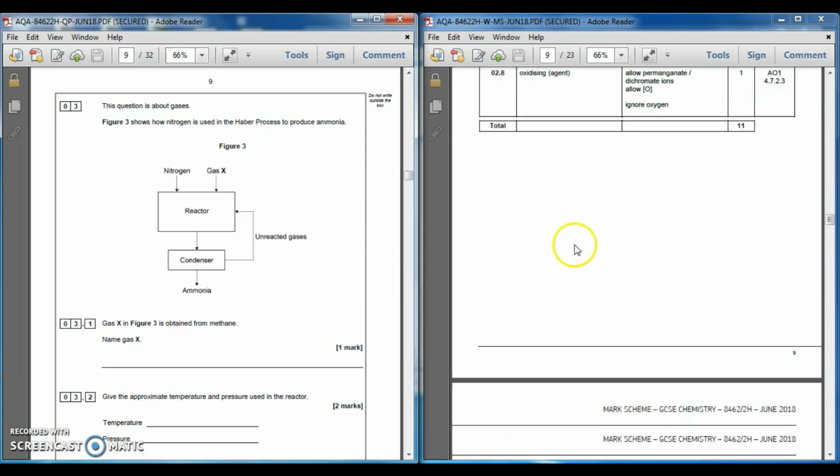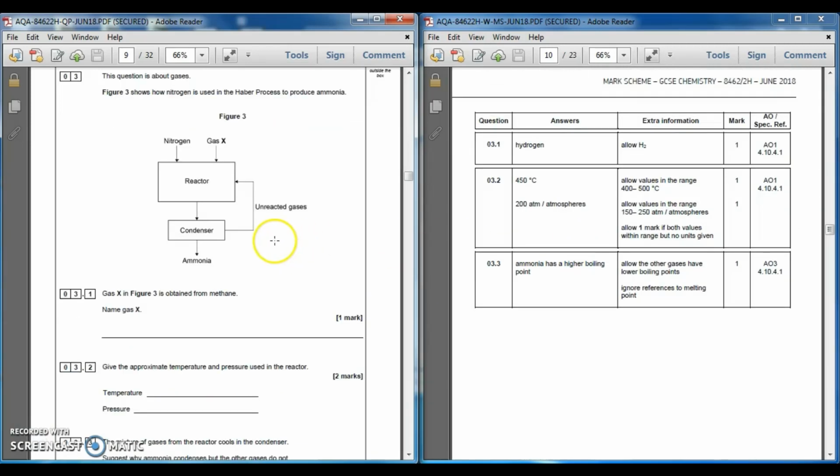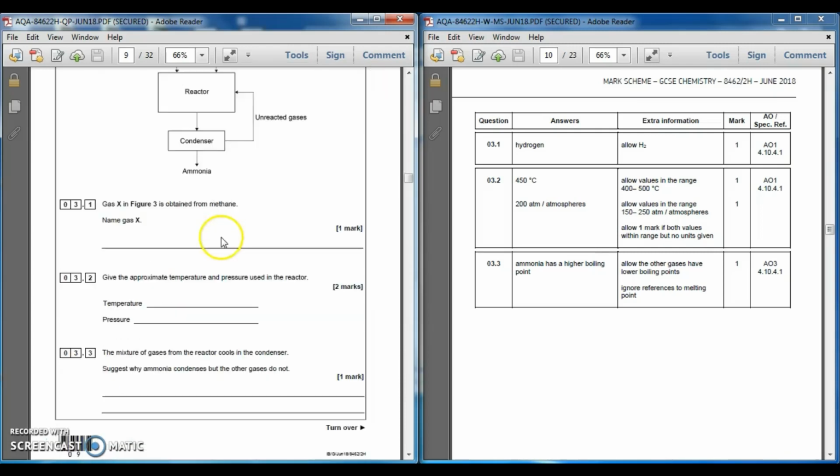Right, question 3. So, Haber process is probably something you're sick to death of, but it is something that you should have a good understanding of, because it's got so many good examples of principles that if they're not asking about the Haber process, they can ask you something very, very similar about a different process. And if you can apply the principles here, it's going to be really useful. So, skills here, we should know that ammonia is made out of nitrogen and hydrogen. They've said nitrogen's going in, so gas X must be the hydrogen.